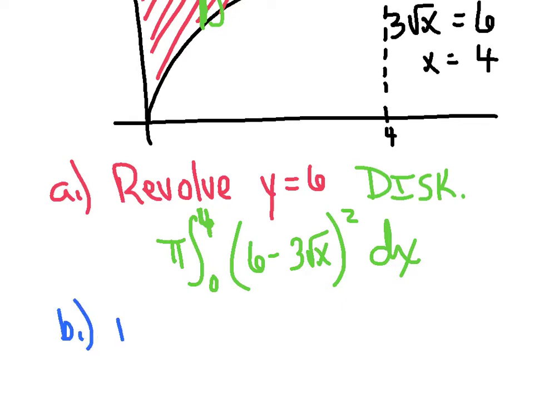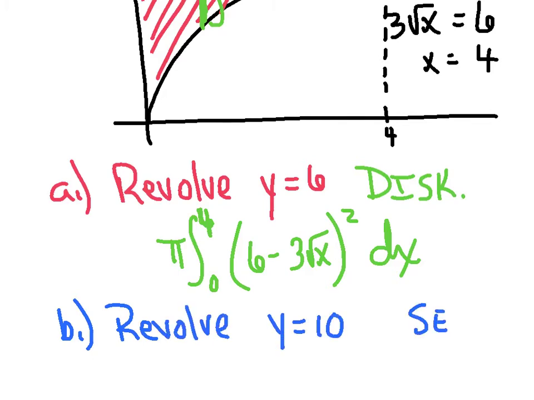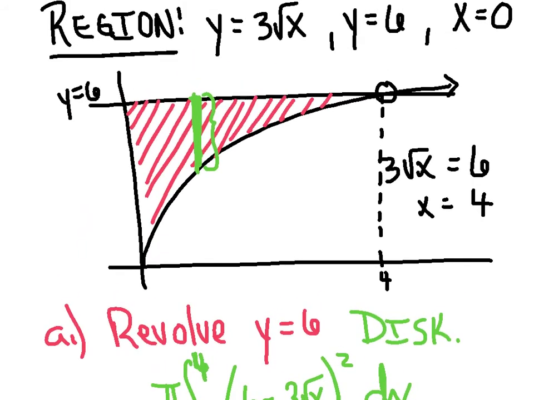For part B, I want to now revolve that same region around the line y equals 10. And this one we're going to do setup only. So let's go back and take a look at that picture. The line y equals 10 is clearly above the region. We'll say it's up here somewhere. And now my rectangular slice is not touching the axis of rotation. We've got that gap in the middle, so I'm going to say we've got ourselves a washer.